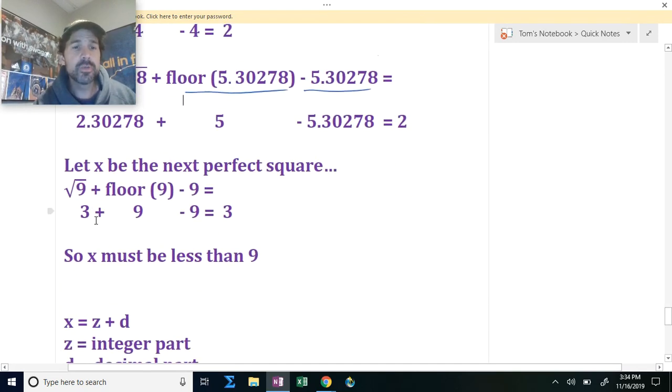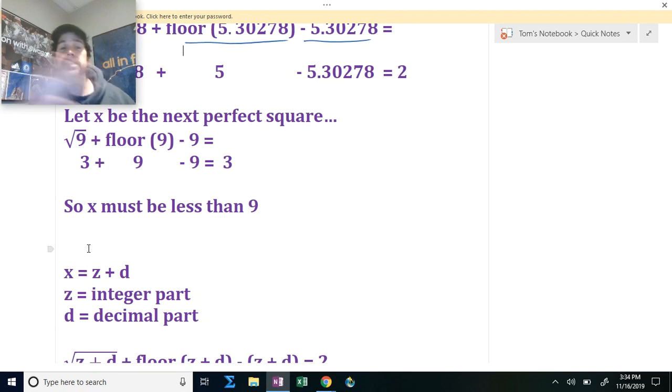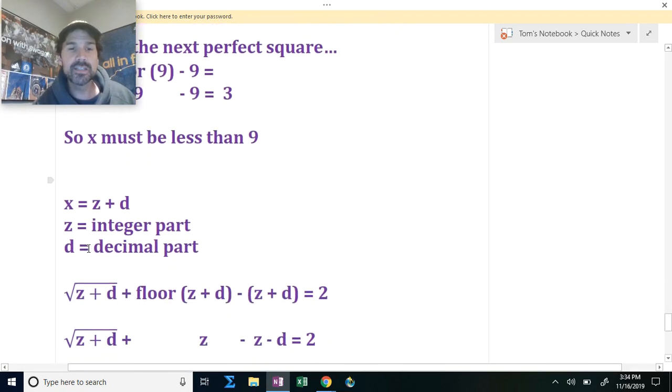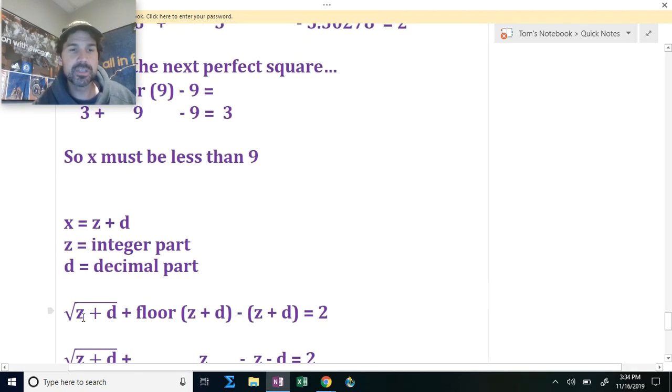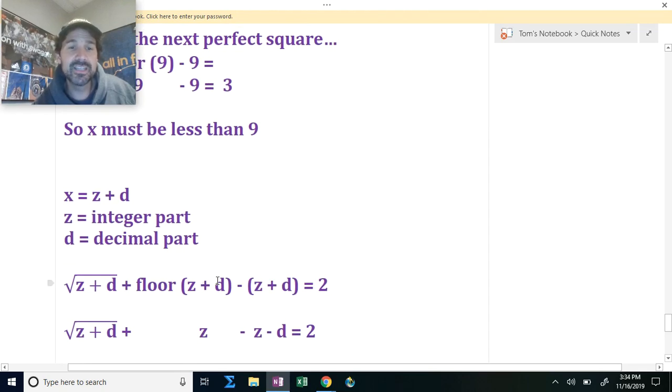So here's what you can do. Let's take our value x and break it down into its integer part, before the decimal, and then the decimal part. One way to rewrite this then would be that x, which is z plus d, where z is your integer part and d is your decimal, so the square root of z plus d plus the floor of z plus d minus the number itself, z plus d. We want that to equal 2. And the floor of z plus d is just z. The decimal part goes away. That's what the floor function does, it basically truncates.